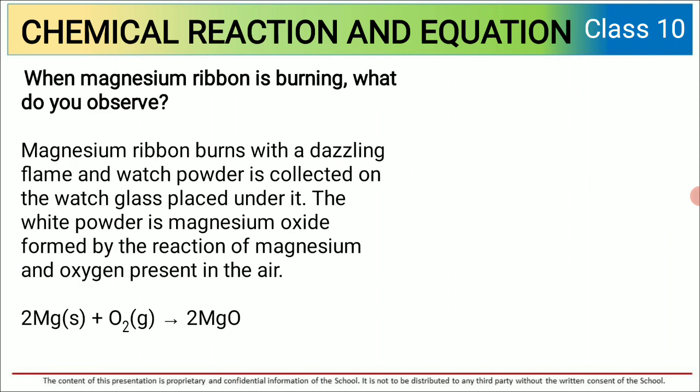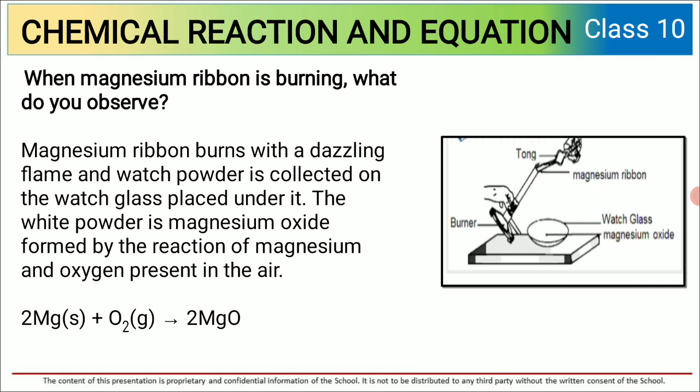When magnesium ribbon is burning, what do you observe? For this, first let's see the picture. So over here you can see that magnesium ribbon burns with a dazzling flame and a powder is collected on the watch glass placed under it. So when you burn a magnesium ribbon, you find that a white dazzling flame is seen and the powder is collected on the watch glass.